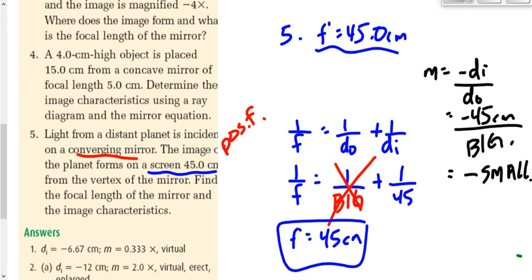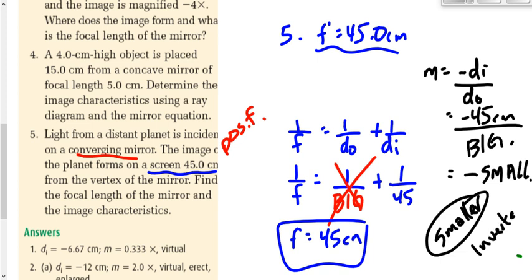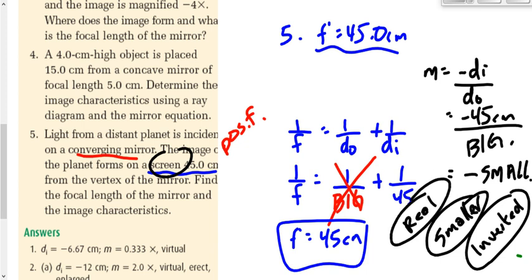What else does it tell you about the image? So it's right side up? Is it right side up? Kathleen? It's inverted. How do you know it's inverted? Because the magnification is negative, right? Is it real or virtual? Real. How do you know it's real? Because it's getting projected onto a screen, right? That tells us it's real. Real, smaller, and inverted.